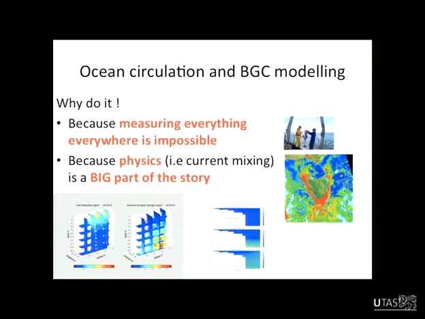And you see here, this is just a few examples. This is all models, sorry. You see there's a lot of physical structure. The same here, this is just a section. This is just a translate of currents. You can see here, this is chlorophyll and nutrients. You can see there's a lot of physical structure, internal waves bumping around.